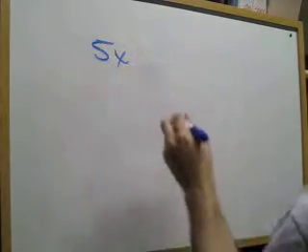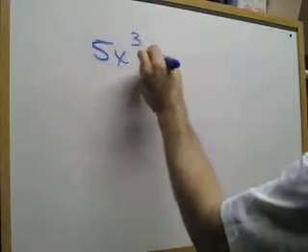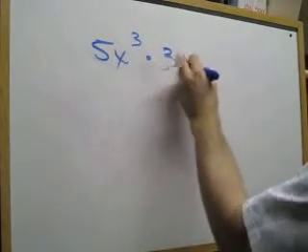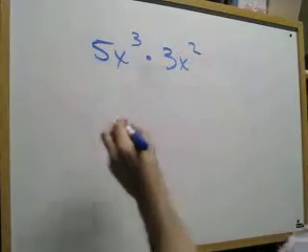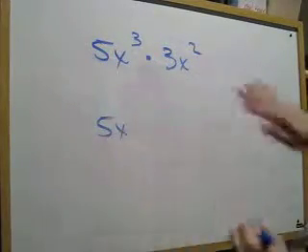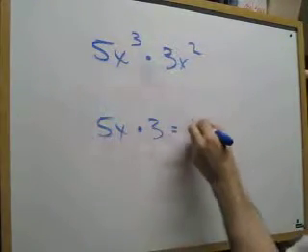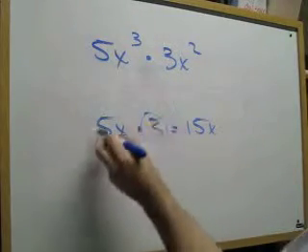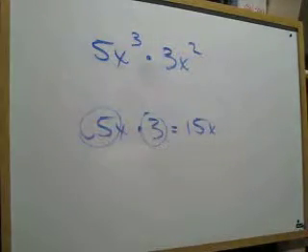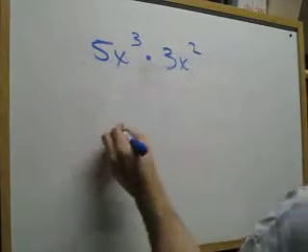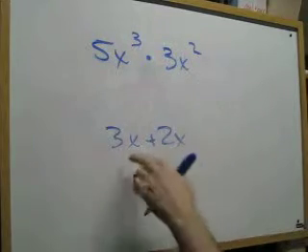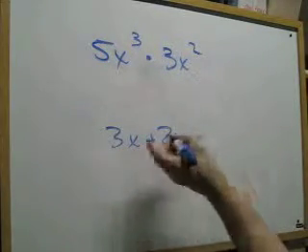Let's go ahead and do another example here. Example 2 has 5x cubed times 3x squared. In the past, if we had 5x times 3, we would get 15x, because we would multiply our whole numbers, our coefficients, times each other, and then just drag the x along with us. When we had 3x plus 2x, we just looked at our whole numbers, added those together, and got 5x.